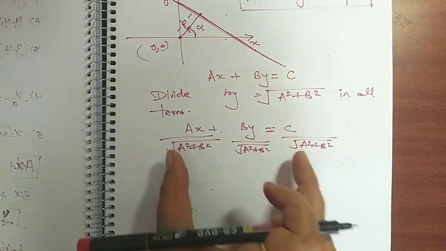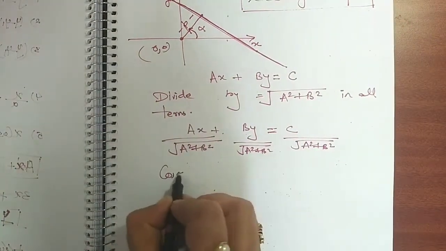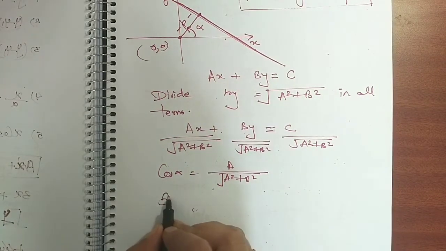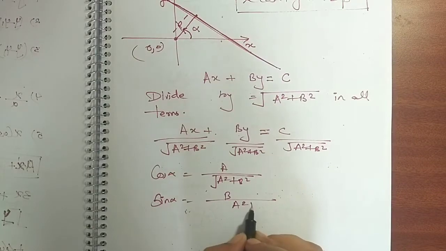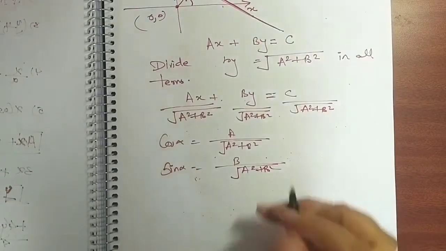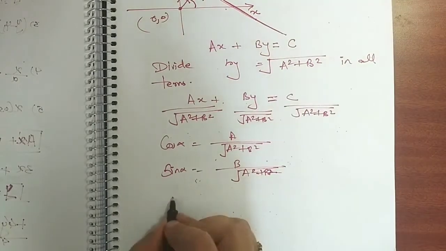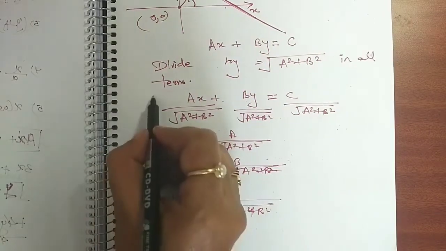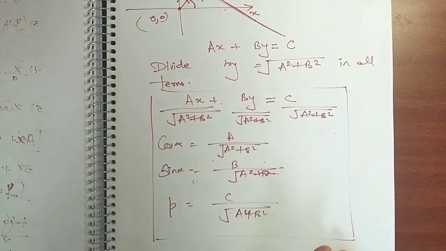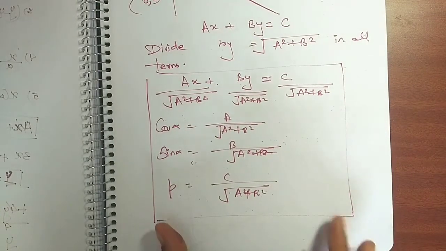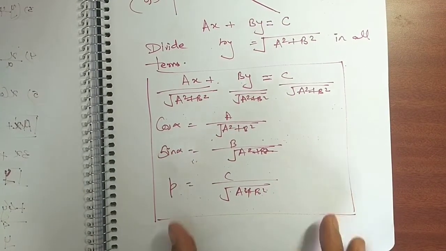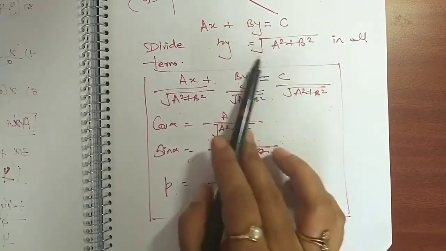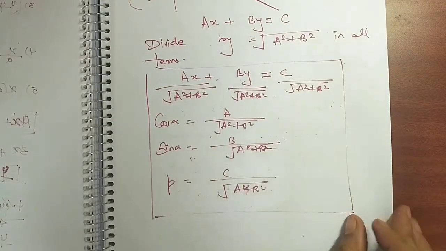Now if I compare it with this, here my cos alpha is a by root of a square plus b square, and sin alpha is b by root of a square plus b square. And this is my p: p is c by root of a square plus b square. Guys, please remember this method to convert any standard equation into normal form, because it comes in the exam. So the steps are: take the square root of a square plus b square, where a and b are the coefficients of x and y, and divide each term by it. You will get your answer.